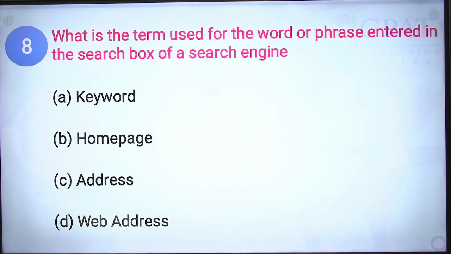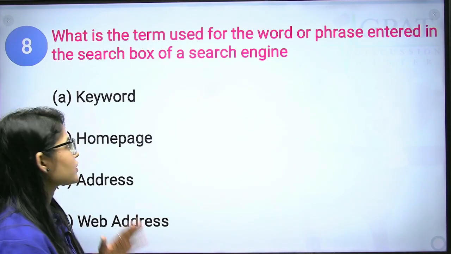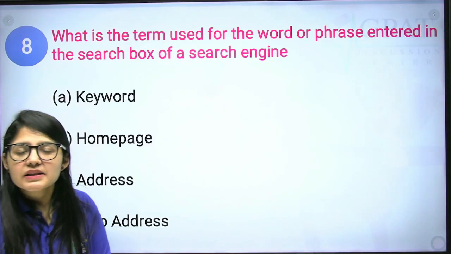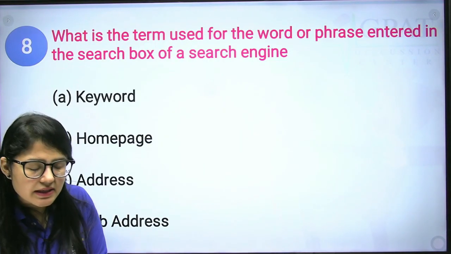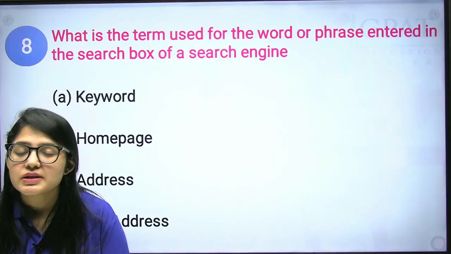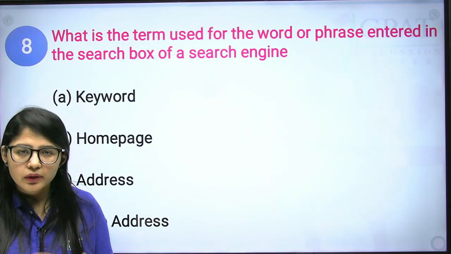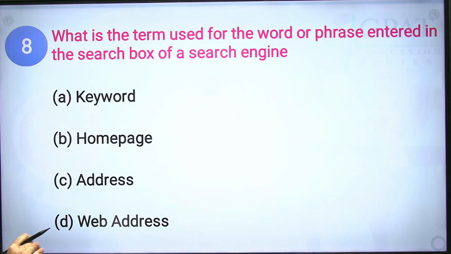Now let's move on with our 8th question. What is the term used for the word or phrase entered in the search box of a search engine? One of the students was commenting, ma'am, please include the computer questions. Then yes, here we are with our computer questions, and we will include many more questions in our upcoming lectures. Now, what is the term used for the word or phrase entered in the search box of a search engine?